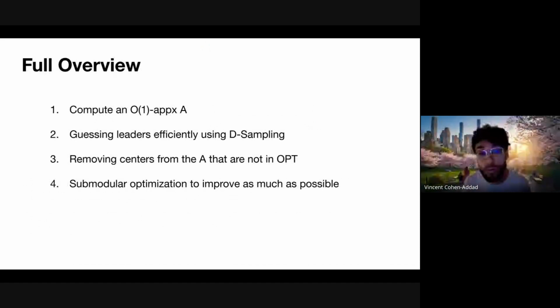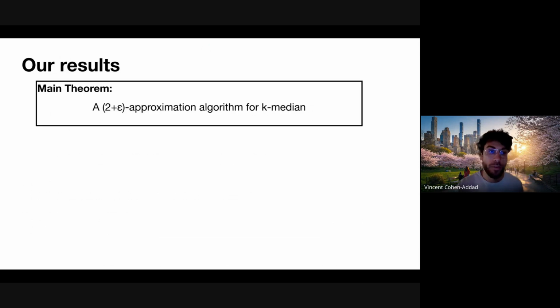And so the full overview is that you compute an R1 approximation, you guess the leader efficiently using this idea of D-squared sampling, and you remove centers from A that are not in opt. So here there's a lot of work that I'm hiding, but you can remove some centers, and then you use this modular optimization because now you have the leader, so you have removed the centers of the approximation that you didn't want, and then you can just do the ball argument that I mentioned. Okay, so let me conclude.